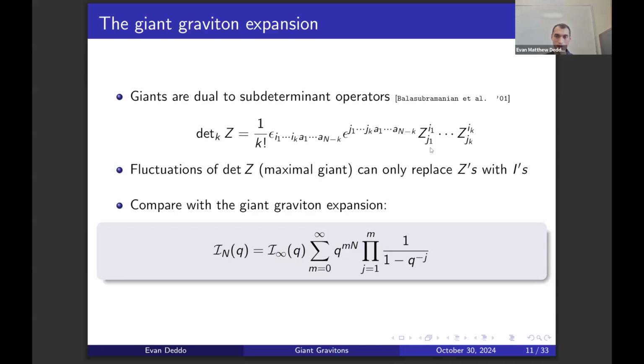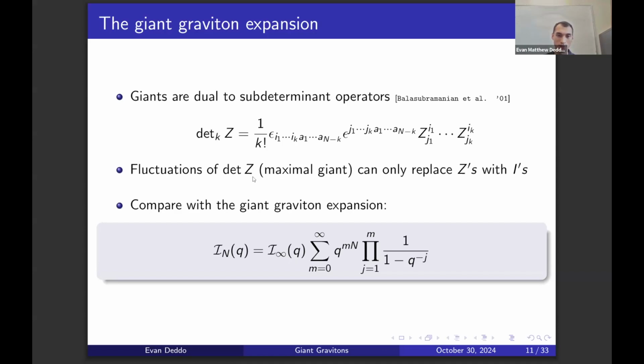These are products of Z's contracted with some antisymmetric Levi-Civitas, and basically in the limit where we take k equal to N, all of these indices in the Levi-Civitas are fully contracted with these Z's, and this just produces a determinant operator that has capital N Z's. And this determinant then corresponds to the maximal giant.